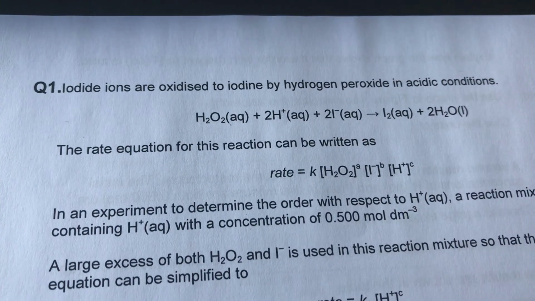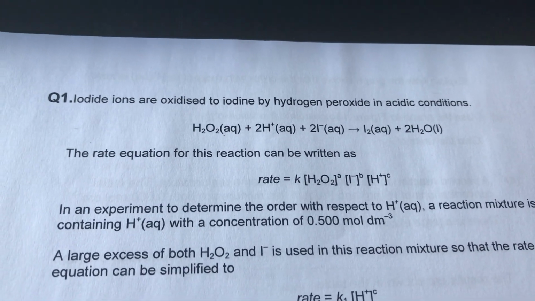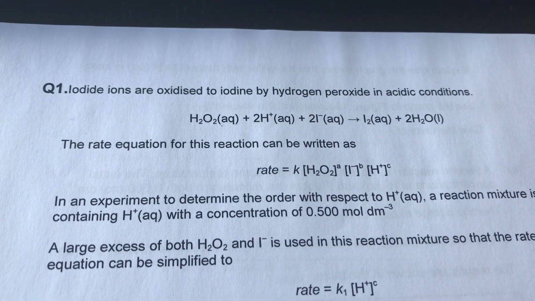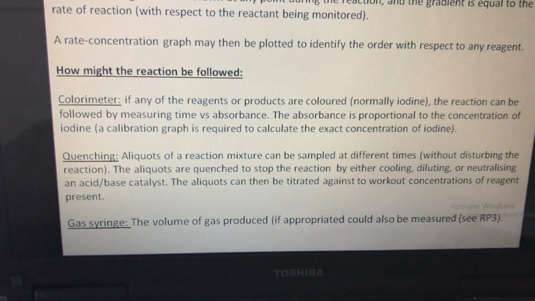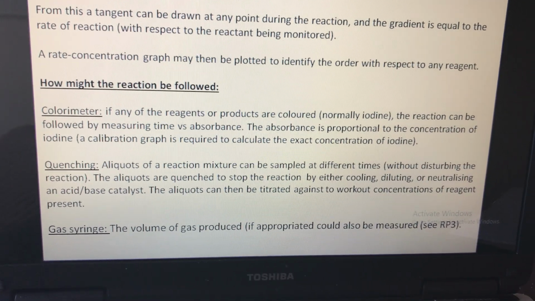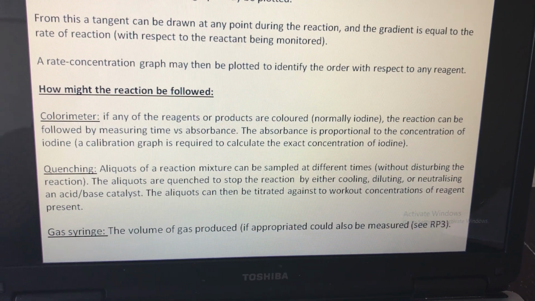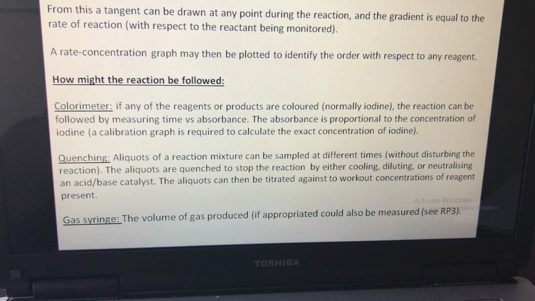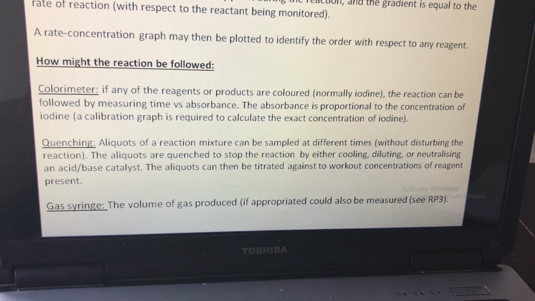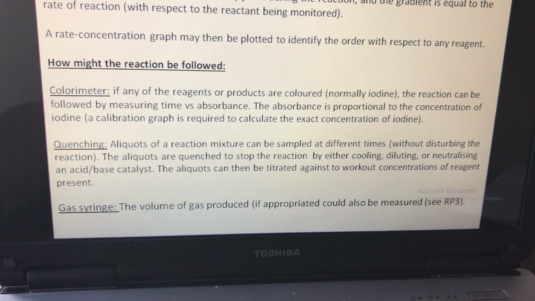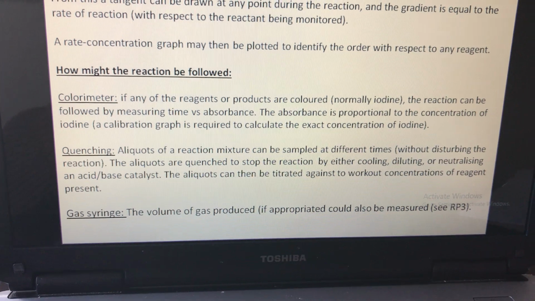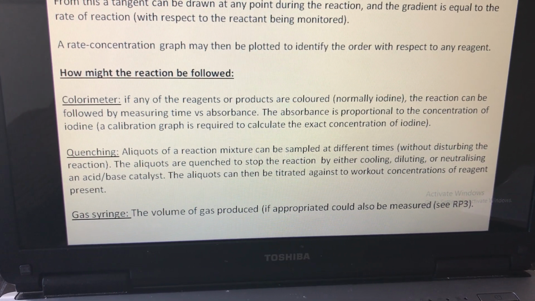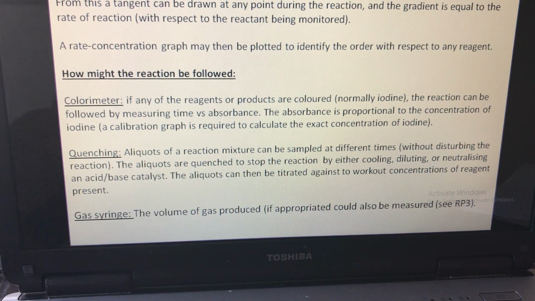Now, if you are doing a reaction like this one, where you are producing iodine, you'll get a coloured solution, particularly if you add starch, because iodine will go blue-black in the presence of starch. Then you might choose to use a colorimeter. If any of the reagents or products are coloured, normally iodine, then you can work out the absorbance of light, because it's a colorimeter, which is proportional to the concentration of iodine. So the darker that solution is, the higher the concentration of iodine. And you can do that over a period of time.